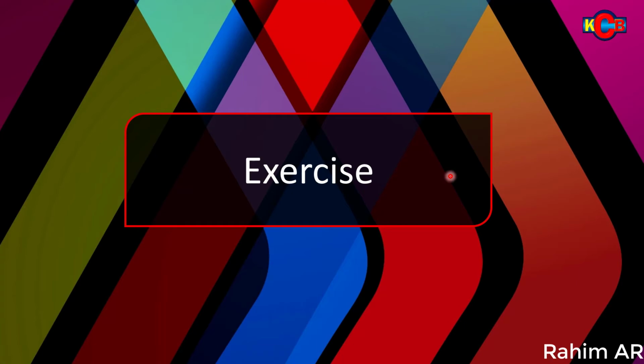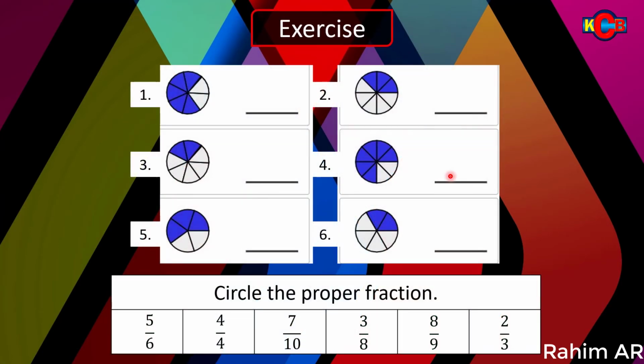Finally, I have some exercises for you to do. For the first part of this question, write down the answer like this in the numeral and the word form, 5/7. Then for the second part of this exercise, circle the proper fraction.